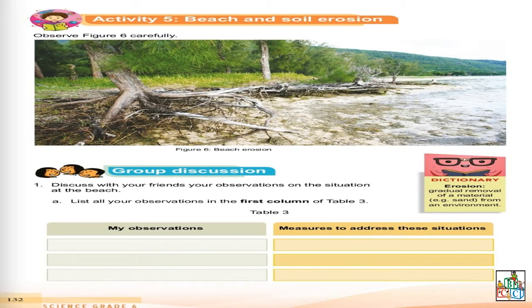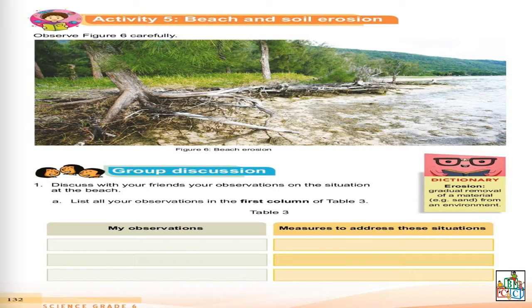First of all, you are going to see this picture, a figure on page 132, a figure of beach erosion. Now, what is erosion? As you can see in the dictionary in your book, it is the gradual removal of a material, for example sand or soil, from an environment. This is the meaning of beach erosion.